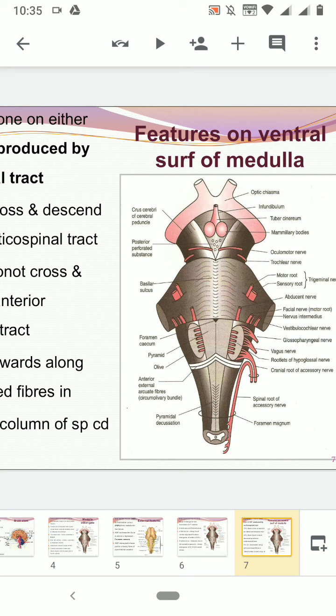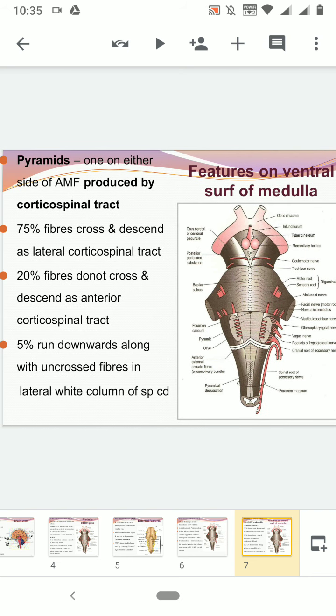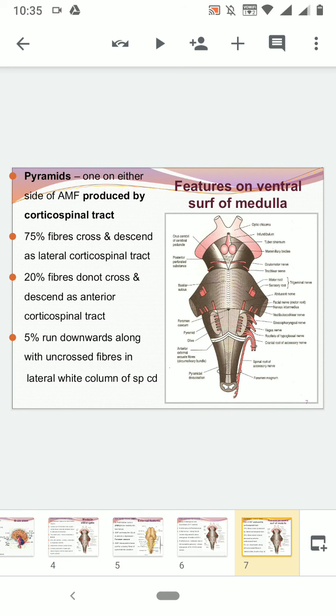Great pyramidal decussation. We will take the internal structure also, that is a cross section, and show you the internal structure. Now 75% will cross, 20% will not cross, and that will descend as the anterior corticospinal tract. The 75% that crosses will descend as the lateral corticospinal tract. They are the main motor tracts. You know about the motor tracts because you have already drawn them in the spinal cord assignment.